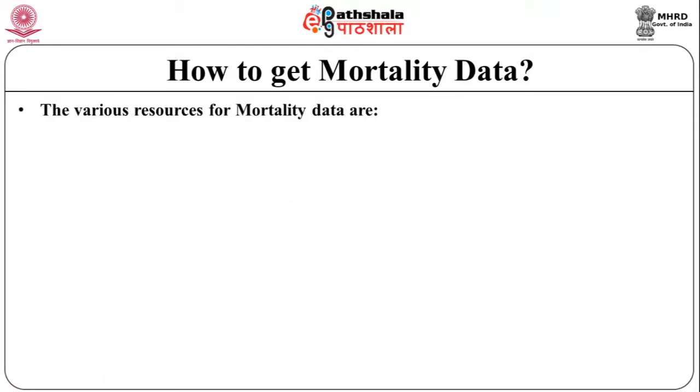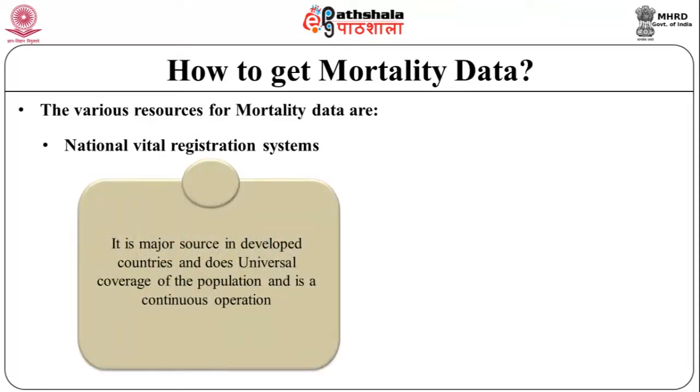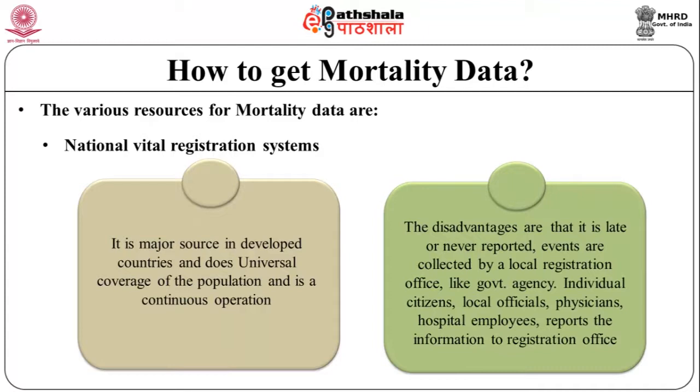Now let us discuss how to get mortality data. One can get mortality data from various resources. First, we have the National Vital Registration System, a major source in developed countries. It has universal coverage of the population and continuous operation, but its disadvantage is that it is late or never reported. Events are collected by a local registration office, usually a government agency. Individual citizens, local officials, physicians, hospital employees, etc. report the information to the registration office.